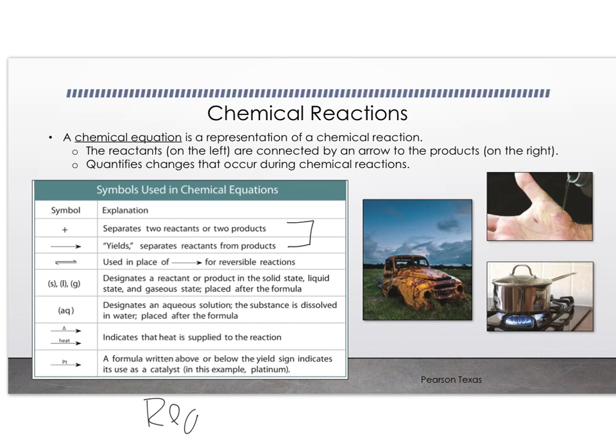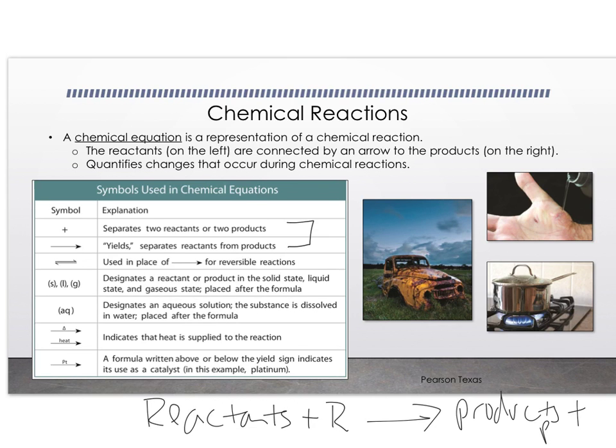So we're going to have our reactants on the left, and if there are multiple reactants, we'll use a plus sign to specify that, so it's just going to be another R. They're going to yield our products. And if we have more than one product, we'll use that plus sign to identify that there are two species on our product side.